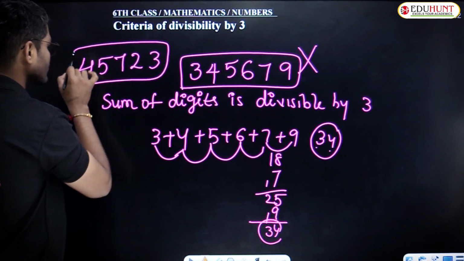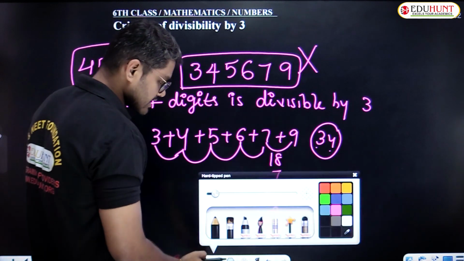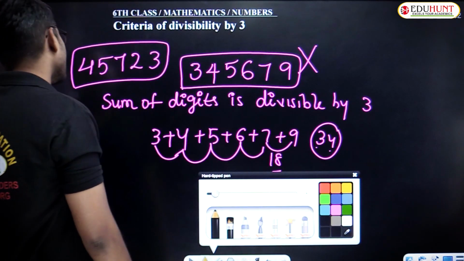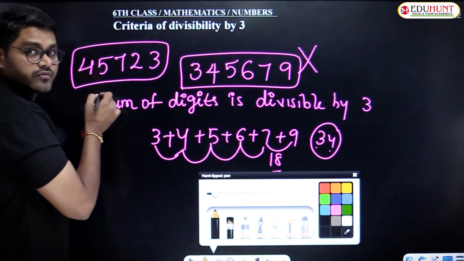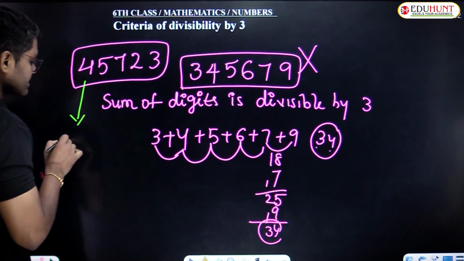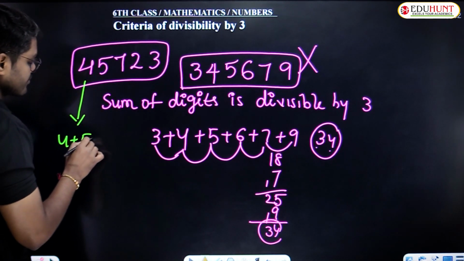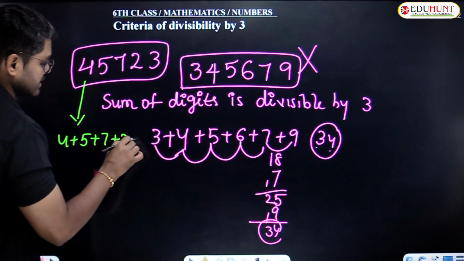4, 5, 7, 2, 3. Let's check whether this number is divisible by 3 or not. First, what we have to do? We have to check the sum. What is the sum? 4 plus 5 plus 7 plus 2 plus 3.